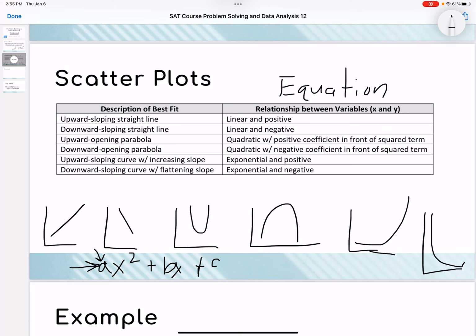Typically the example you'll see for exponential growth is the growth of a bacteria, which is the most common example used in the SAT. And for the negative, or exponential decay, radioactive decay and half-lives are going to be the most common examples. So you'll see that a lot in your practice.